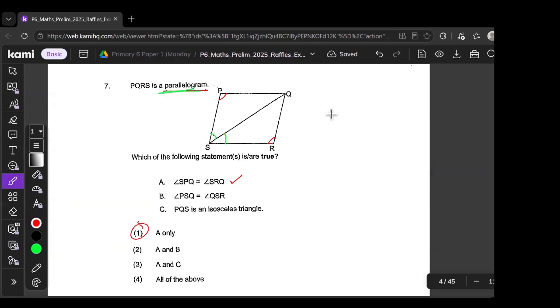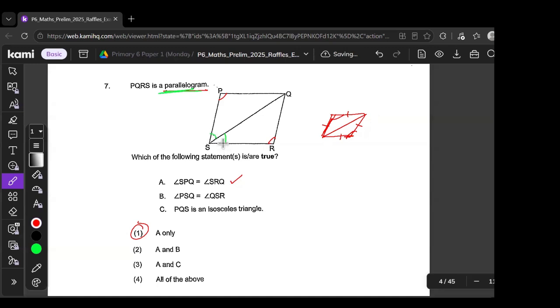Okay, what do you mean? Rhombus means it's a slanted square. If it's a rhombus, then all sides will be equal. All sides are equal, right? And then you cut into two triangles. What will happen? This angle and this angle will be the same.